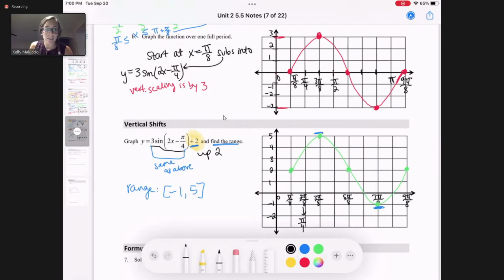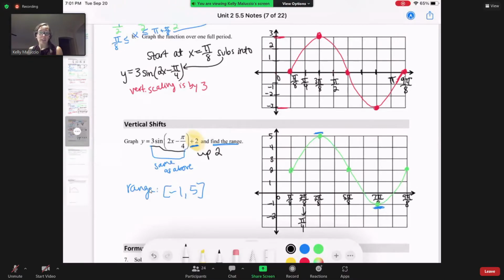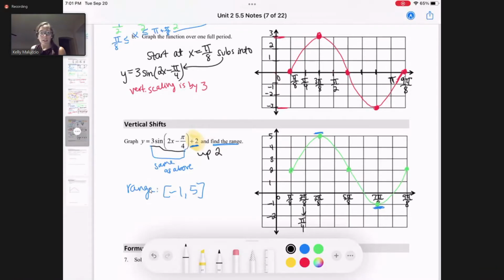I'm not sure. But for this here, our range changes from -1 to 5. And all you're doing is adding or subtracting the amplitude, really, right? So what happened here, the range here was -3 to 3. And for -3, we added 2. Well, for both of these, right? We added 2.